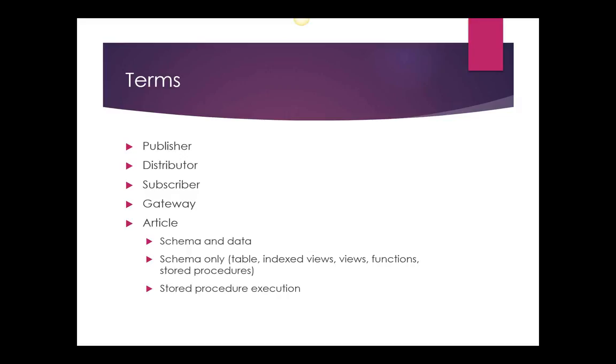In replication, the smallest unit of change capture is what we call the article level. So we can publish an article, which can be a table, a stored procedure execution, a stored procedure, a view, a function, and an indexed view.